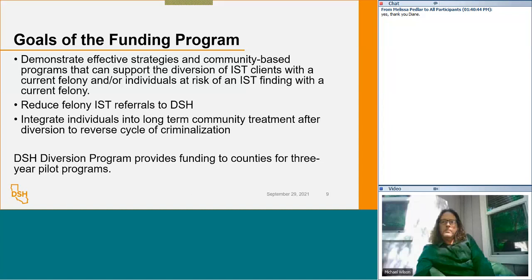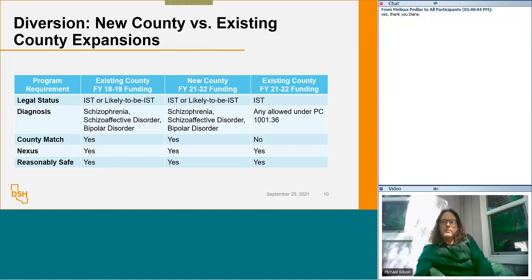So to reach these goals, DSH developed the diversion program, which provides funding to participating counties for 3-year pilot programs. This table outlines the client and program eligibility criteria for the 3 different funding pathways we currently have for the diversion program. The eligibility criteria for you all for this particular group is in the center column, the new county fiscal year 21-22 funding.